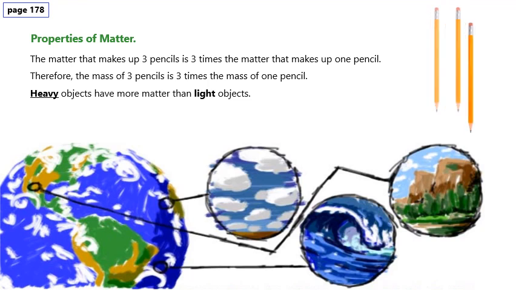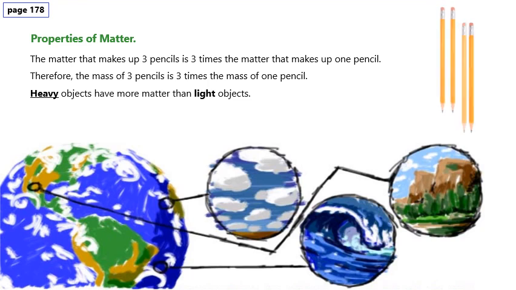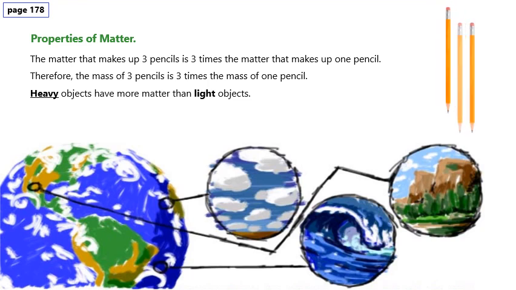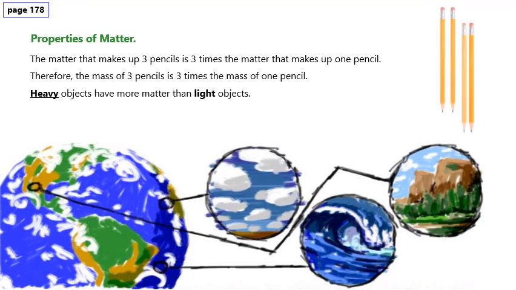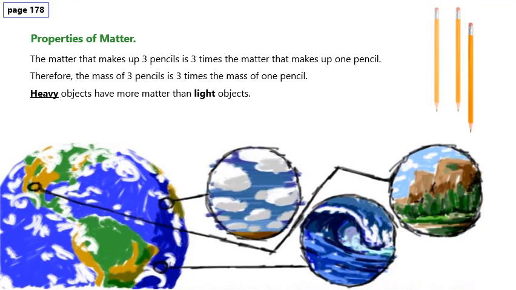Mass answers the question, how much matter does the object have in it? Or how heavy is it? So the matter that makes up 3 pencils is 3 times the matter that makes up 1 pencil. So 3 pencils together have more mass than 1 pencil. Okay? Heavy objects have more matter than light objects. They have more mass. Okay? Again, mass tells how much matter an object has in it. How heavy is an object?